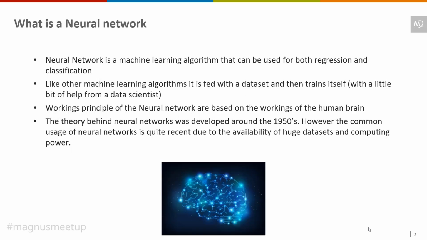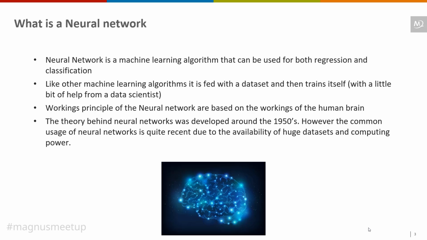So what exactly is a neural network? Well, basically it's a machine learning algorithm that can be used for both regression and classification. The difference between the two is with regression you could, for example, predict house prices or a statistical number, while with classification you could easily say that is a chair, that is a laptop. It's a different type of process. But like machine learning algorithms, it is fed with a data set, and then the neural network trains itself, with also a little bit of help of a data scientist to keep it on the right track.